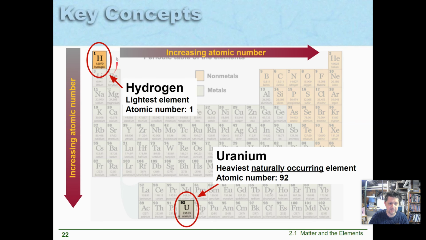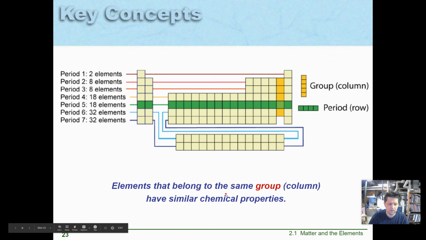Hydrogen is the lightest atomic element at number 1. Uranium, number 92, is the heaviest naturally occurring element. Everything above 92 has been manufactured in a lab somewhere. We call the rows on the periodic table periods, and we call the columns groups. So this is group 1, group 2, group 3, group 4, because all the ones in the same group share the same chemical properties.